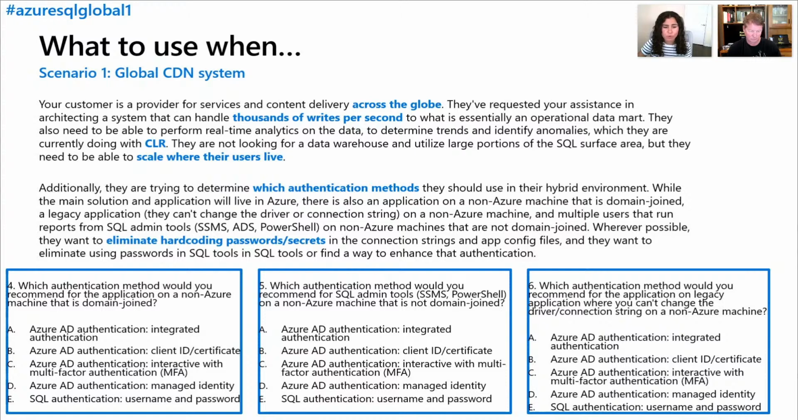The next is for a SQL admin tool, so a user who is using SSMS or PowerShell on a non-Azure machine that is not domain joined. So a little different from the first scenario, because now you have a user using SSMS and SQL tools, but they're not domain joined and not on Azure. And then the sixth one, I think, is either going to be really easy or it's going to trick a lot of you. It asks which authentication method you would recommend for the legacy application where you can't change the driver or connection string on the non-Azure machine.